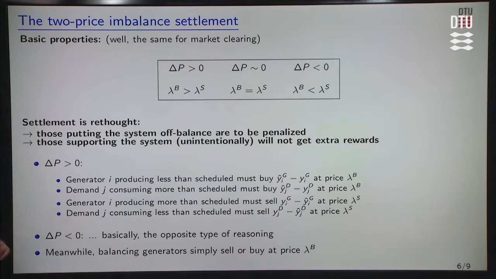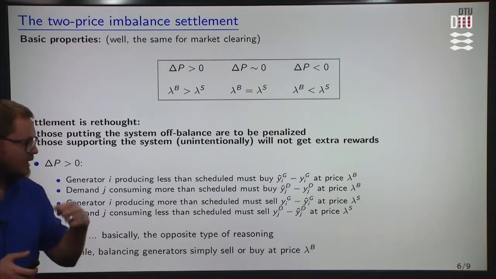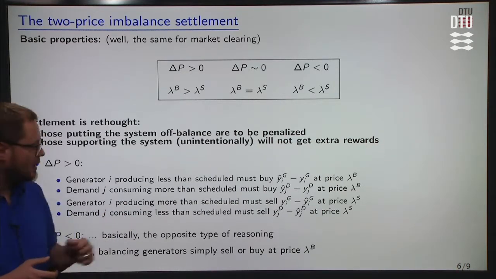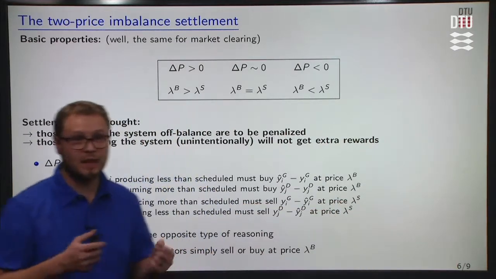But for those who are in the other situation, like a generator that's producing more than schedule and that has to sell back to the system, he will sell back at the price lambda S.